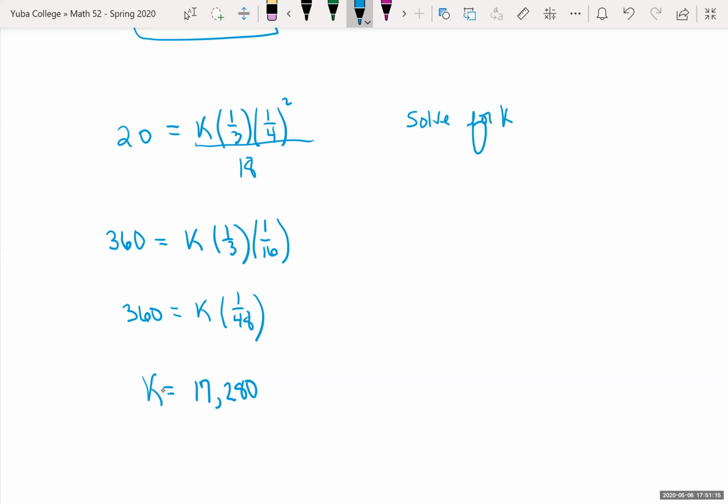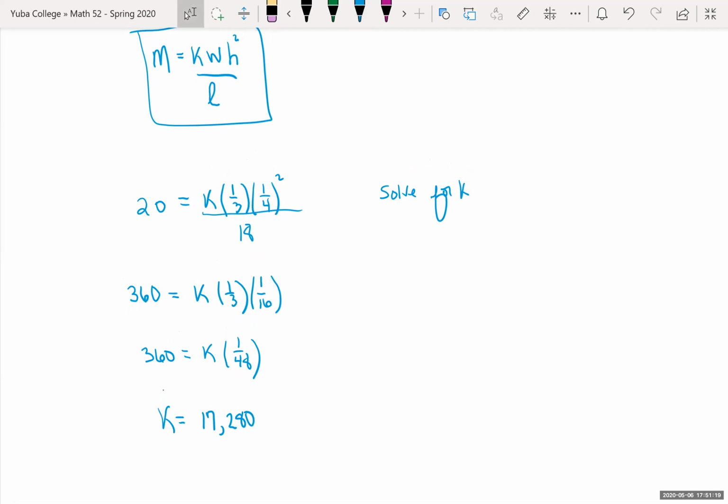Okay, so we now have the equation that we can use to answer any question they throw at us. So we have the maximum weight, M is equal to k, but now we know what k is, 17,280, times our width times our height squared, all over our length.